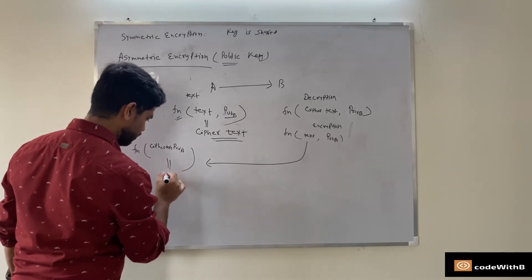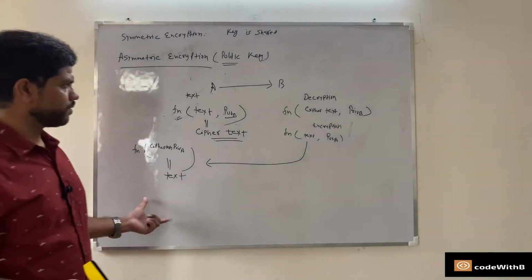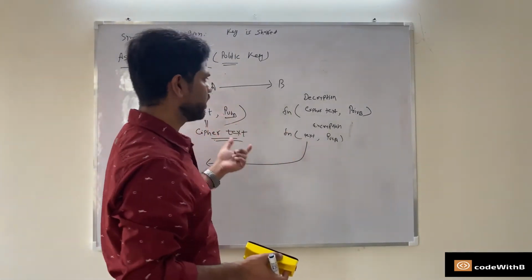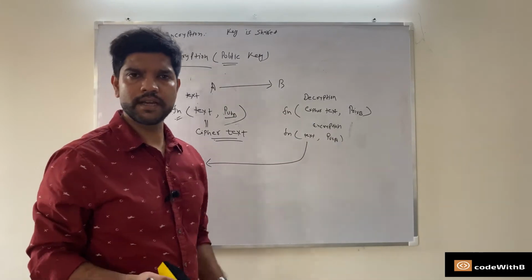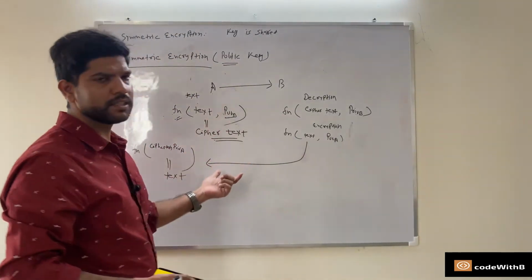Okay, and it will get back the text. So in this case, what is happening is the public key is shared. So this public key can be shared among anyone. Until and unless you know the private key, you cannot do anything with this ciphertext.